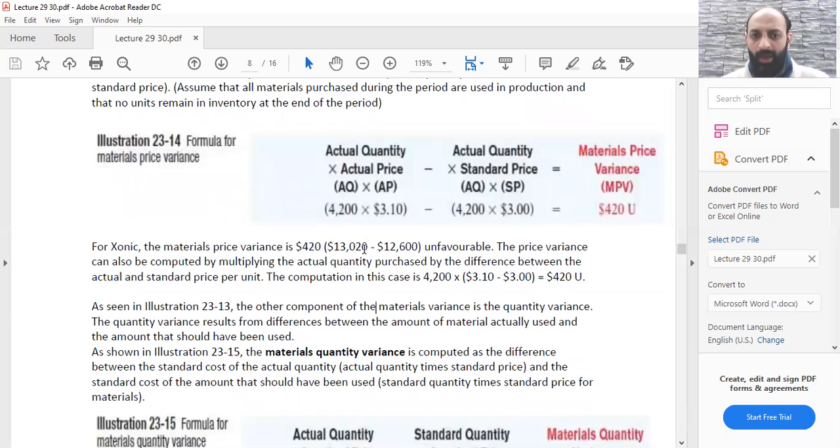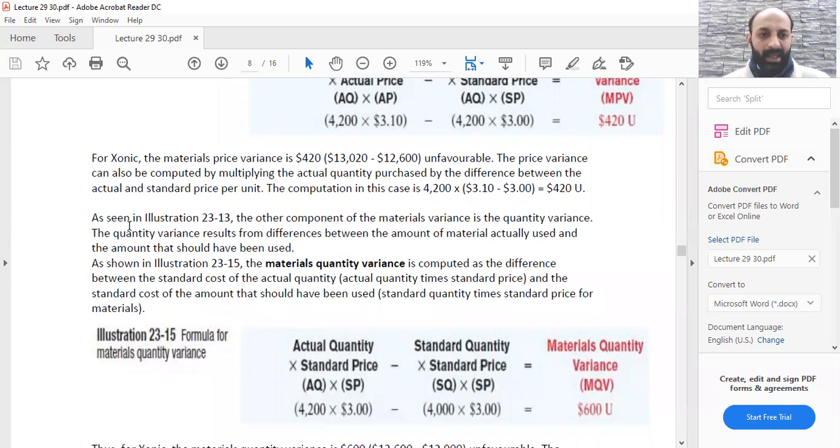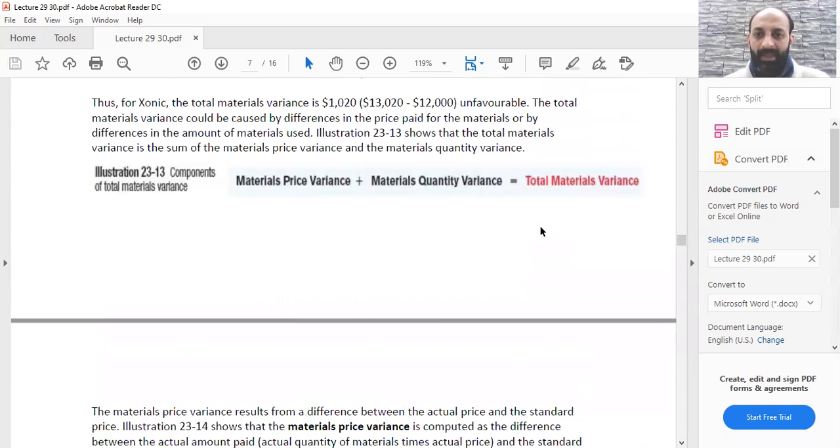So when we use this formula, you know the actual quantity was 4200 and you purchased at $3.10. From that you subtract actual quantity into standard price, which I have told you is $3. So the result which comes shows whether the variance was favorable or unfavorable. We see that your $420 was unfavorable. It means that the price you actually paid was $420 more than what should have been paid.